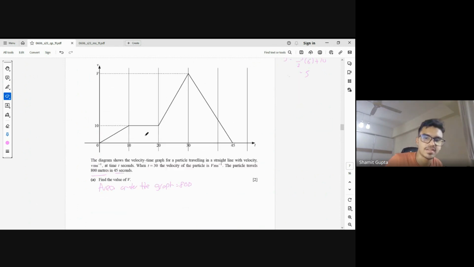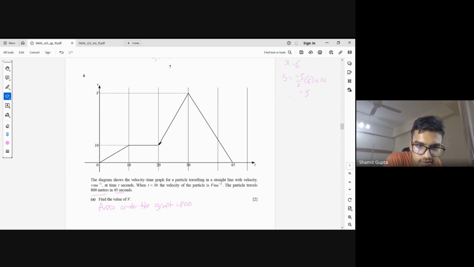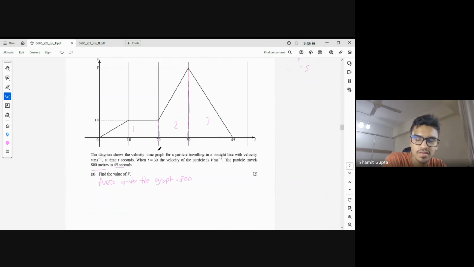And this is what I was thinking. This will be a little bit difficult, but we can do this. We can split the graph many ways. The easiest I find is like this. So you have three shapes: 1, 2, and 3. 1 and 2 are trapeziums, and 3 is just a triangle.